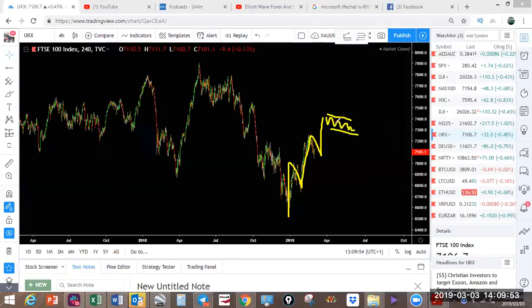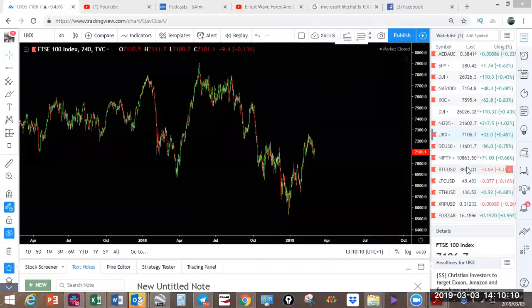So if it is a flag like this, then you anticipate any of the corrective structures that Elliott has identified for us. Simple, eh? 1, 2, 3, 4. We're looking for a 5, and then looking for a deeper one that will correct the whole move. Okay, that is the UK 100.